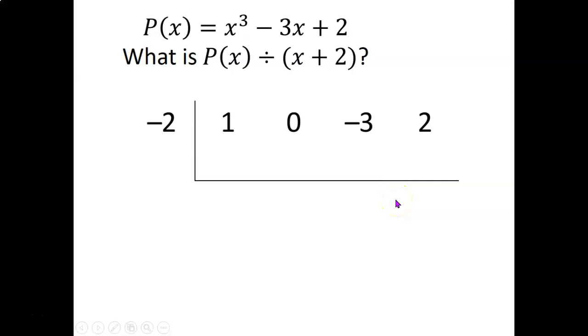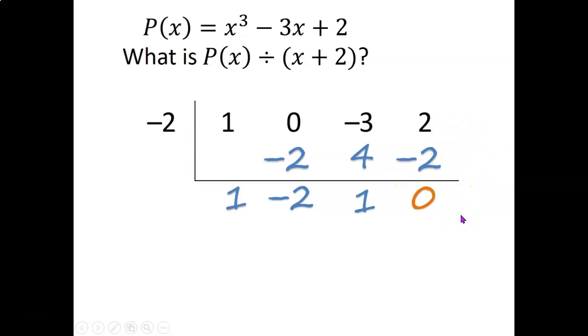Now, go through with the synthetic division. Go ahead and do the adding and multiplying you need to get the numbers on the bottom row. Bring down the 1. Negative 2 times 1 would be negative 2. 0 plus negative 2 would be negative 2. Negative 2 times negative 2 would be positive 4. Negative 3 plus positive 4 would be positive 1. Negative 2 times positive 1 would be negative 2. And 2 plus negative 2 would be 0.